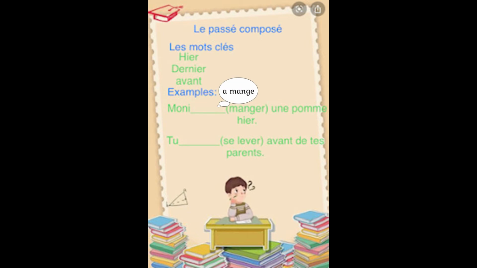The next example is "tu avant-hier"... The verb is se lever and we can see that the keyword is avant. So we will use the past tense and it will be conjugated as tu t'es levé.